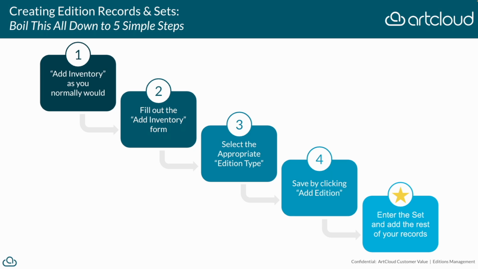Third, select your edition type, and if that selection is limited, apply the correct values to the edition count and number fields. 4. Click Add Edition to save the record and create the set simultaneously. And 5. Finish the job by entering the edition set you just created and add your remaining records. Follow these 5 steps anytime you want to create a new edition set in ArtCloud. It really is that easy.